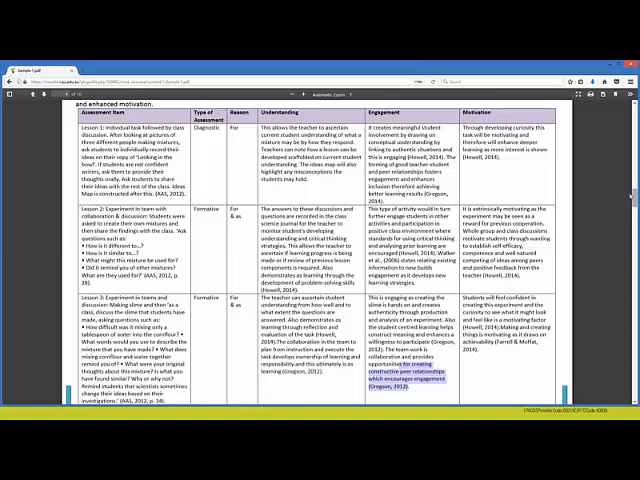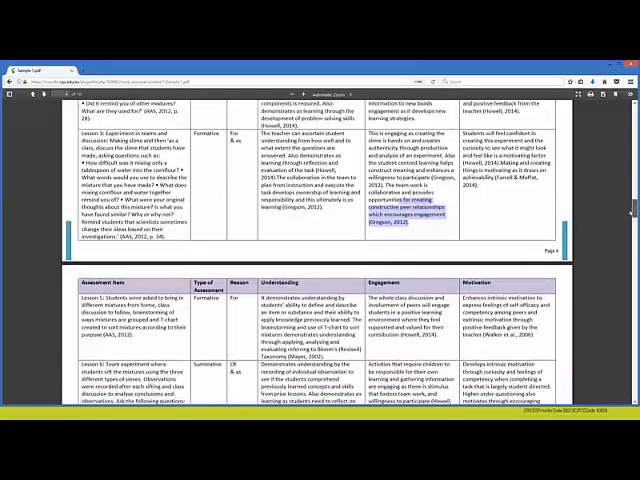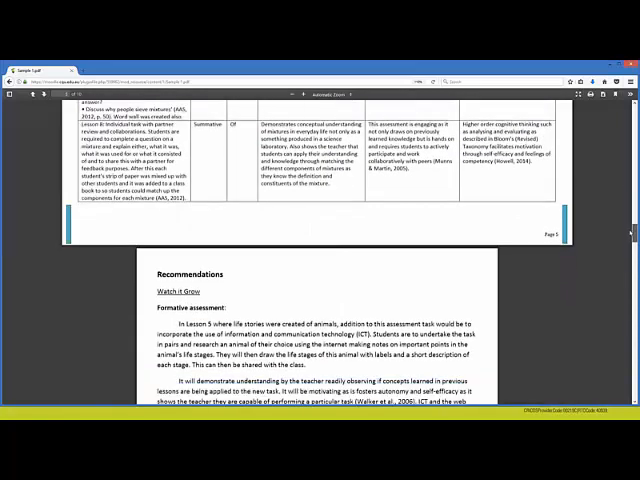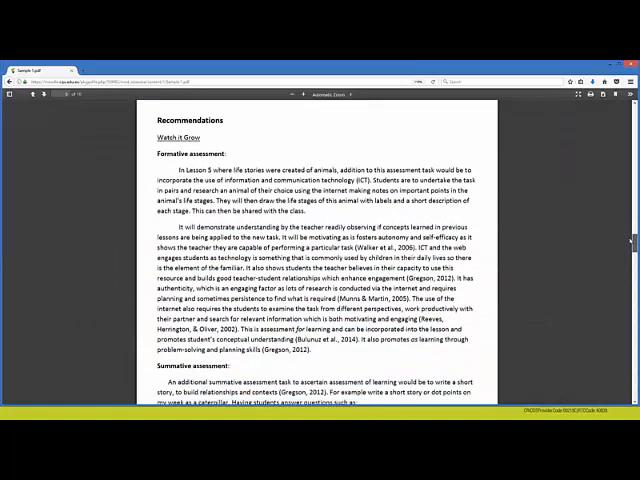Not how it's connected globally, but how it's actually connected specifically to themes of understanding, engagement and motivation, and how you as a teacher are going to link that. So some good ideas, but not quite pulling them off. Recommendations, as you can see here, again, very generic.